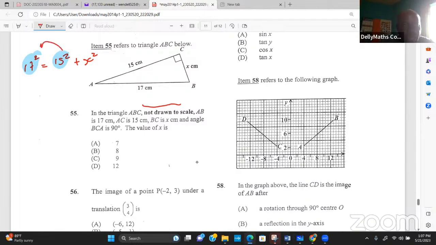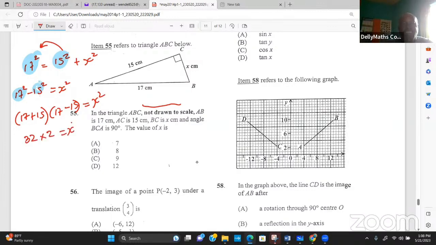If I get this on the other side, so that the x squared is alone, I will have 17 squared minus 15 squared. That is x squared. Now, I want you to think about something. Isn't this the difference of two squares right now? So I'm going to factorize them. I'll get 17 plus 15, then 17 minus 15. I don't have to do any big multiplication because I'm factorizing the difference of two squares. So this is saying 32 times 2 is equal to x squared.